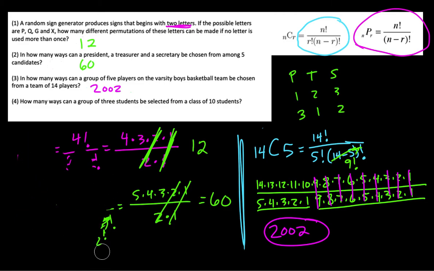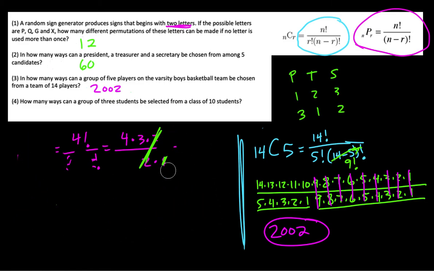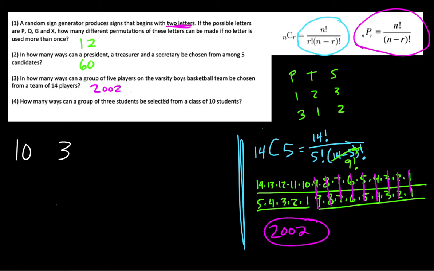All right, we are almost done. One more problem. How many ways can a group of 3 students be selected from a class of 10 students? So we're choosing from 10, and we are choosing 3. And since it doesn't tell us any detailed information about the students, like positions or place in the class or anything like that, it's a combination. Order does not matter.